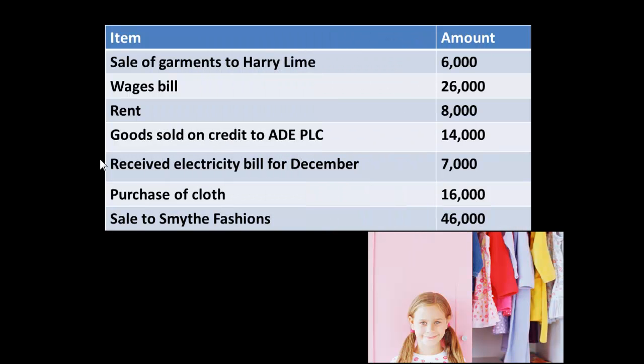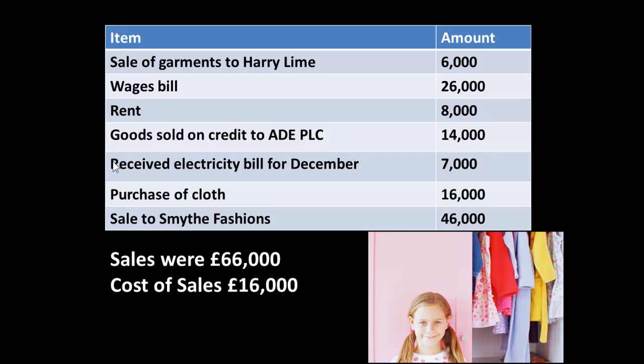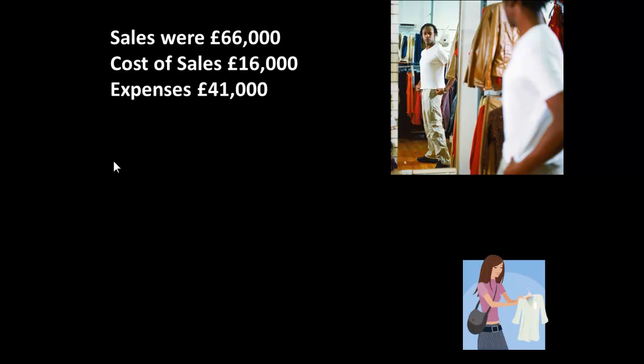Okay, let's start with those figures again. Sales of garments to Harry Lime, that's obviously representing income. Wages is an expense, rent is an expense, goods sold is income, received electricity bill is an expense, purchase of cloth is cost of sales, and of course sales to Smiley Fashions is income. So I total my sales up and I have 66,000. I put my cost of sales down, my purchase of cloth, that's 16,000, and the expenses were 41,000. So I have the three figures that I need now. Sales 66,000, cost of sales 16,000, and expenses 41,000.